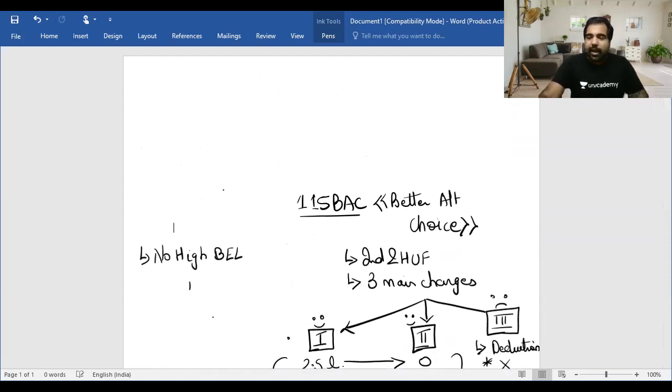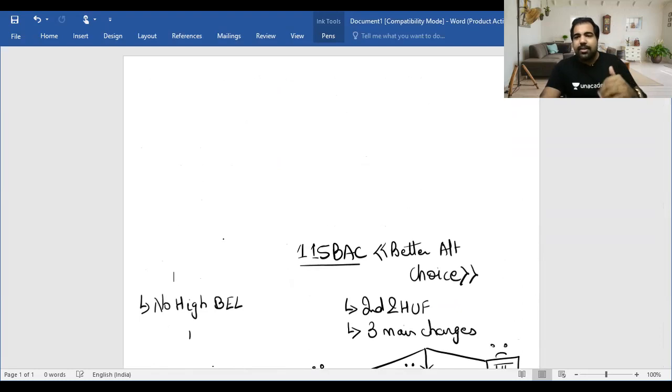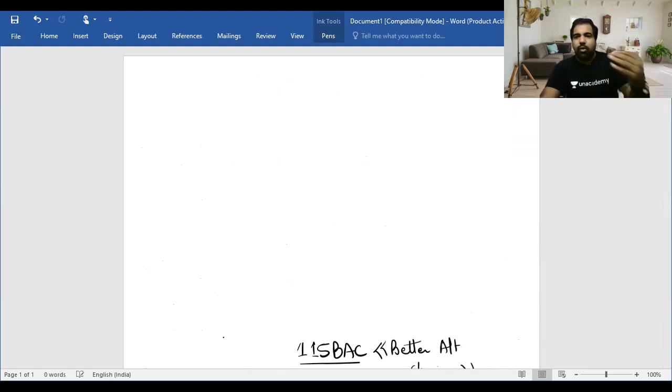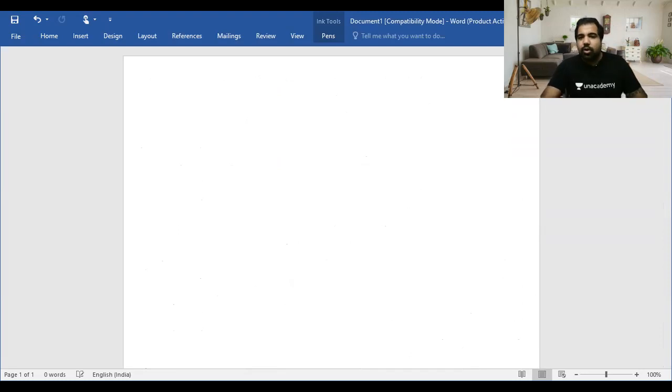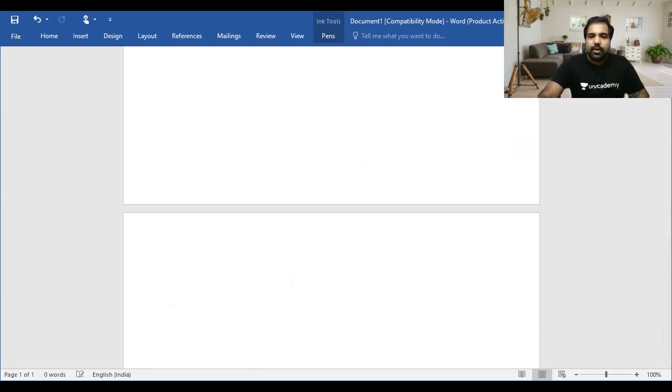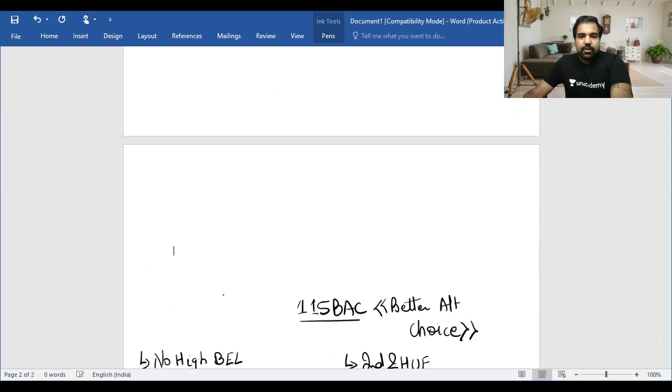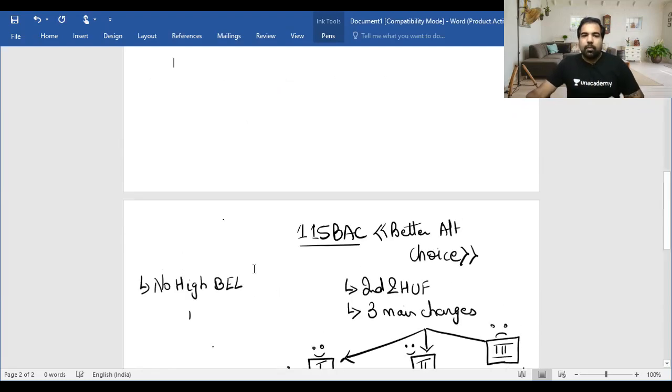Now let's see ahead in the salaries head. If you go headwise, it's very easy to remember. You don't have to push yourself to learn it by heart. Just go headwise, and in each head, understand which deduction is not there, and that makes it much easier. All right, moving ahead, just making some space. Perfect.